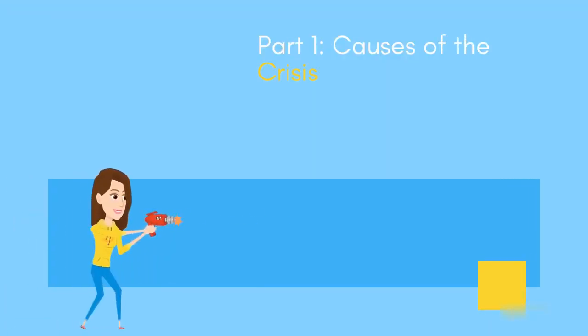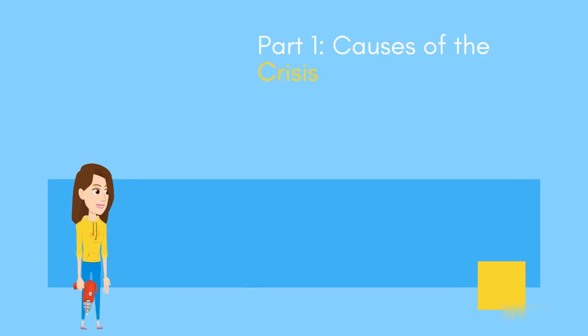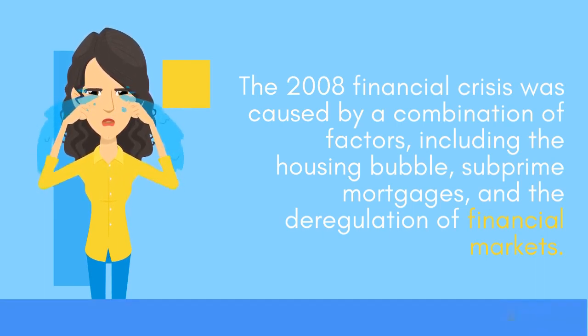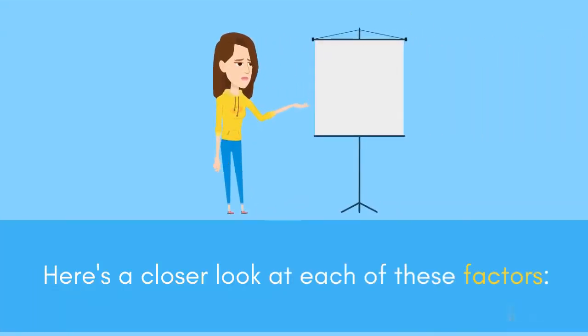Part 1: Causes of the crisis. The 2008 financial crisis was caused by a combination of factors, including the housing bubble, subprime mortgages, and the deregulation of financial markets. Here's a closer look at each of these factors.